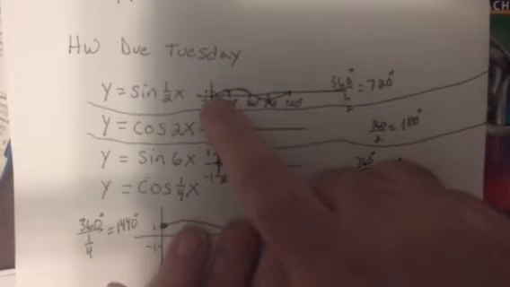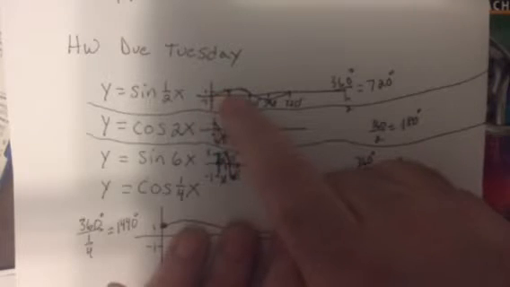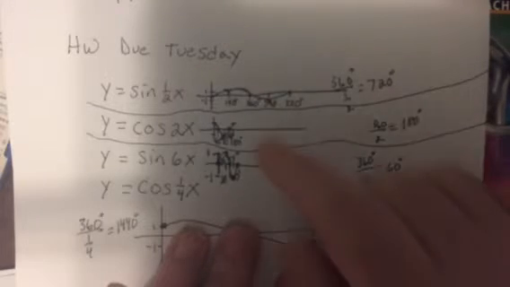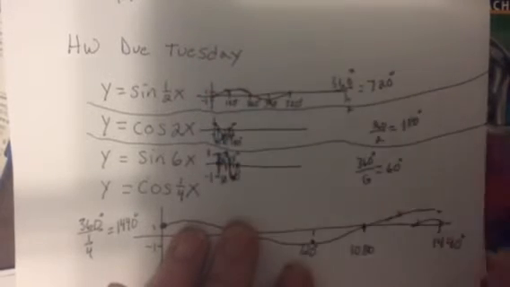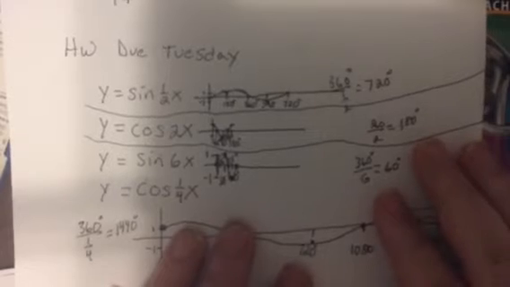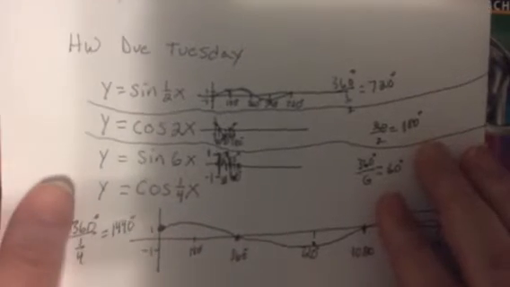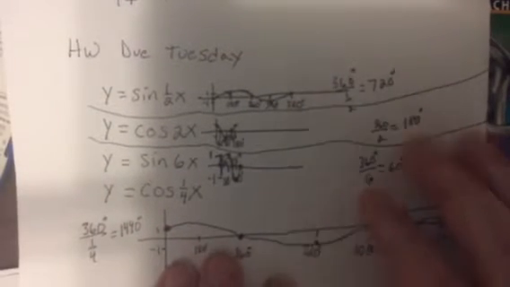So notice I made the one really tiny because 180 is 3 times that, so that way I'm not off the page. Because if I had a big one, then 720 would be way out there. I'd be in my bathroom, and you don't want me in there.